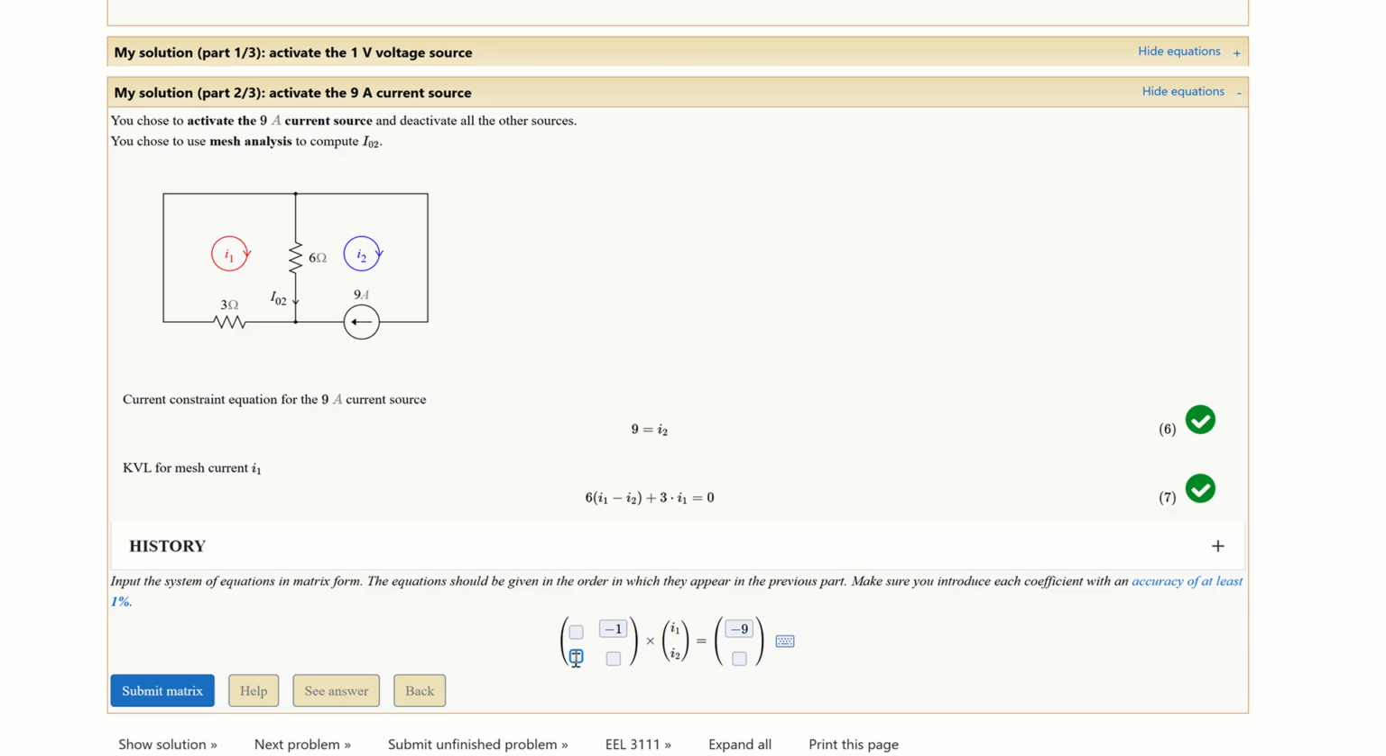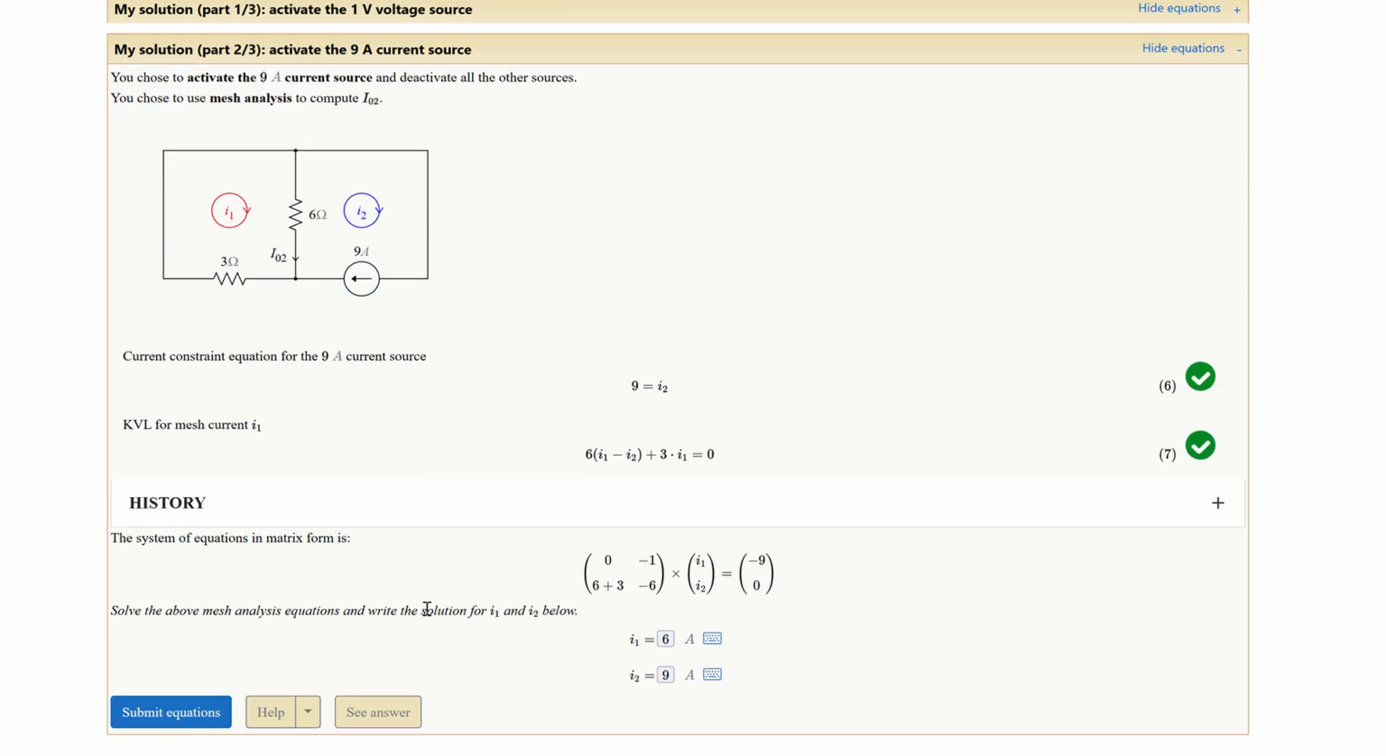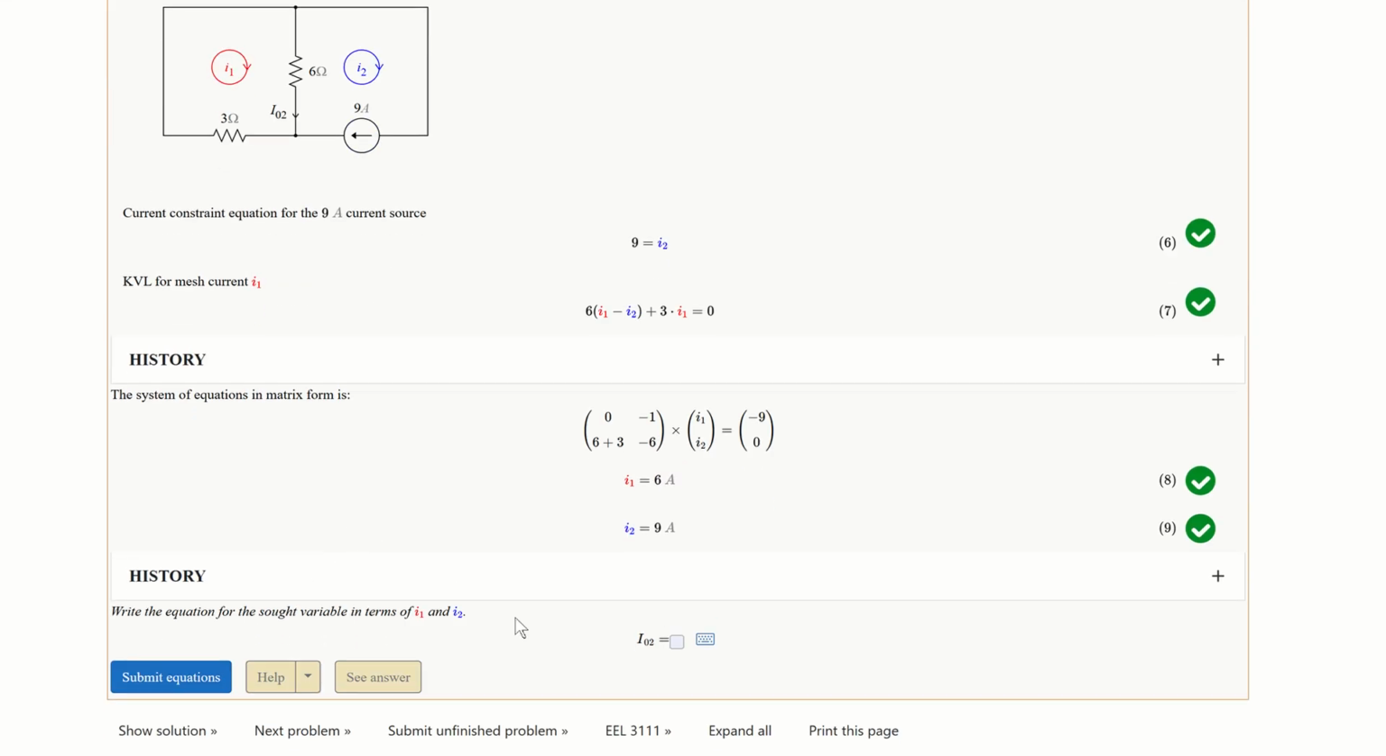But for our I1 value on the second equation, 6 plus 3. That's I1. 6 I1 plus 3. For I2, -1 here, 6, so it's -6 equals 0. Go ahead and submit. It does our computation. We got I1 equals 6, I2 equals 9.